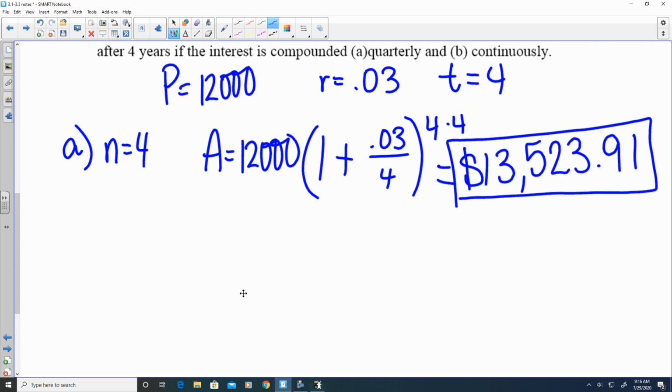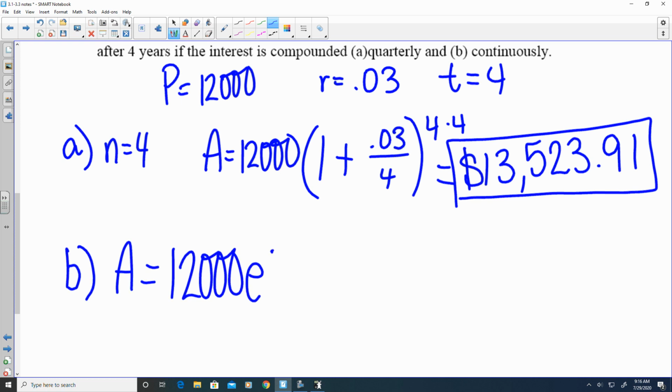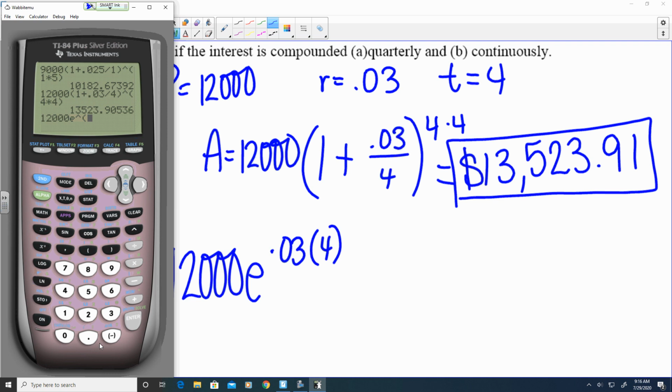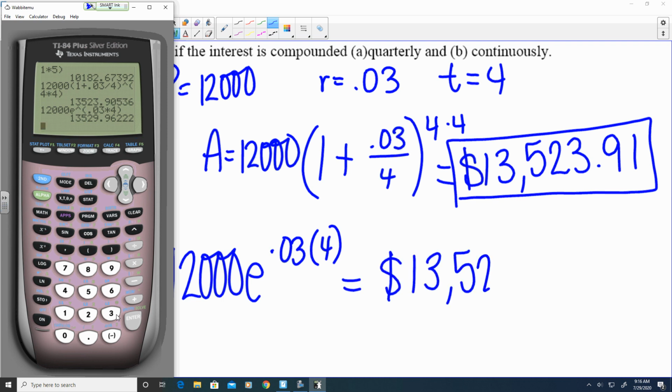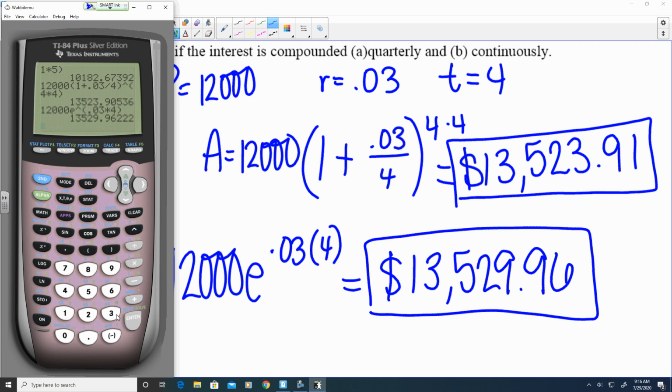And last one is compounding continuously, so that is Pe^(rt) we have to use. A equals P e to the rt. So that is how that question is a little different. When we're compounding continuously, we always use Pe^(rt). 0.03 times 4. 13,529 and 96 cents. So obviously compounding continuously is the best you can do, and no bank will do it for you because it's the best you can do.